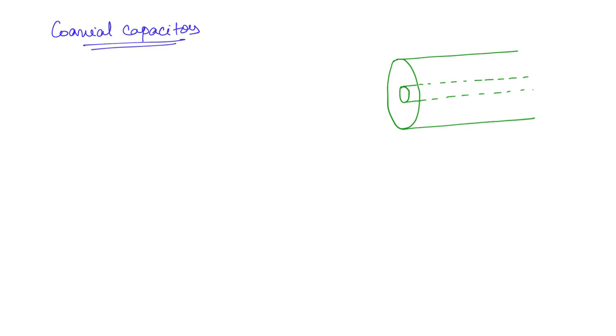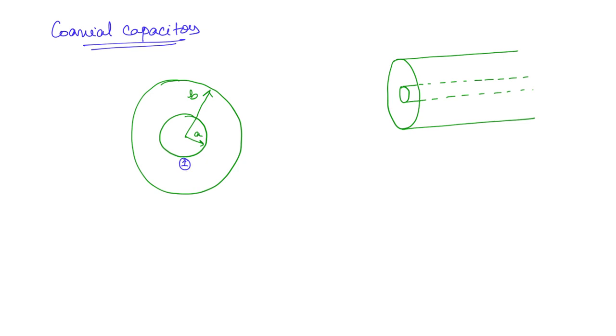So this will be more clear if you take the top view of the coaxial capacitor, right? So you are seeing from this direction. So this is the top view. So if this is the outer conductor, let's say the radius of this conductor is d, and the smaller conductor radius we will take as a. Now we have to find out the capacitance of the coaxial capacitor. So this we will consider as conductor 1 and this as conductor 2.